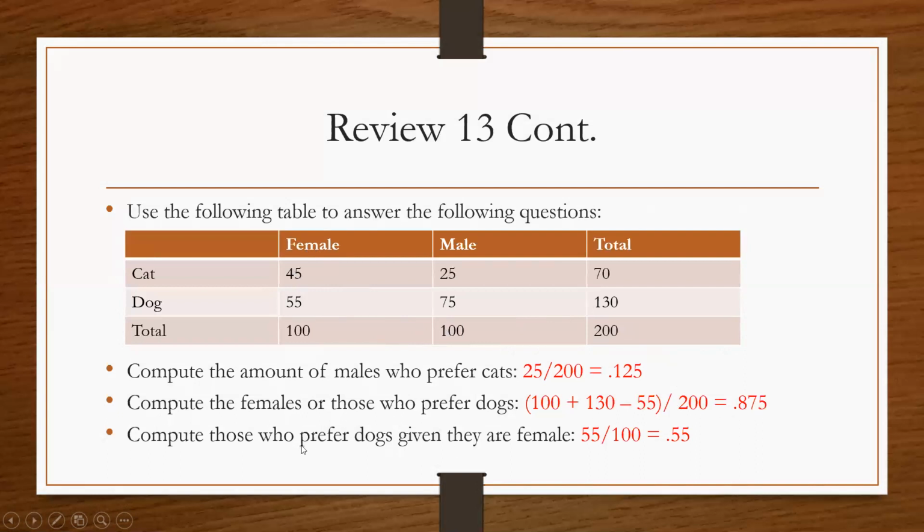And then compute those who prefer dogs given they are female. So again, this is the one where you have to ignore the other categories. You can ignore male and total since it's asking about the females. So it's just females who enjoy dogs out of 100, and so you end up getting 0.55 from that.